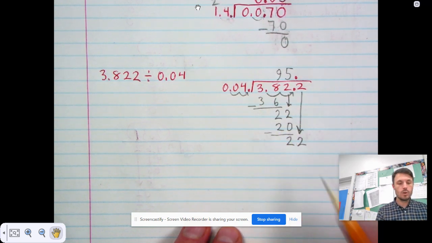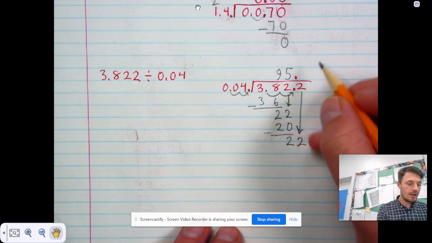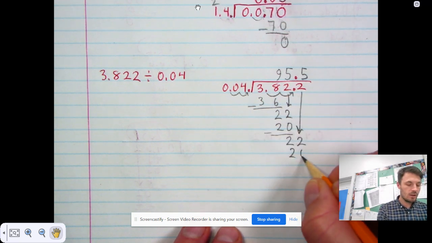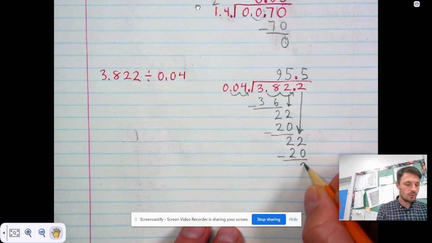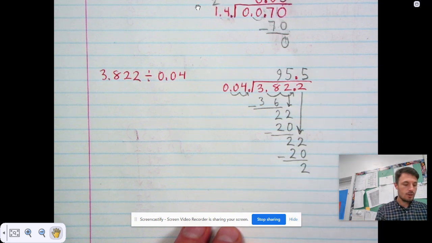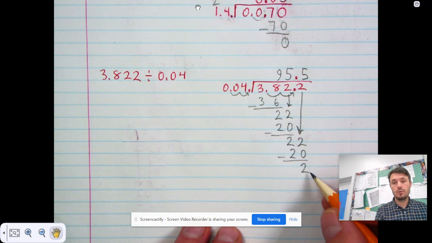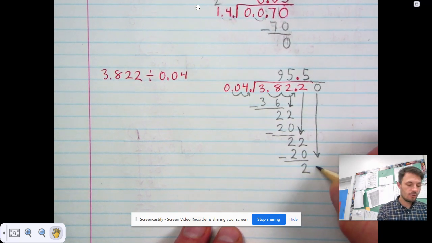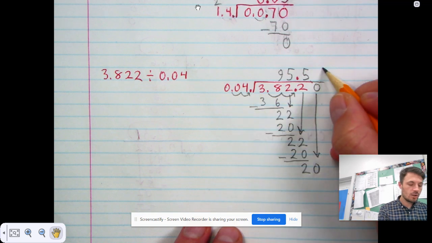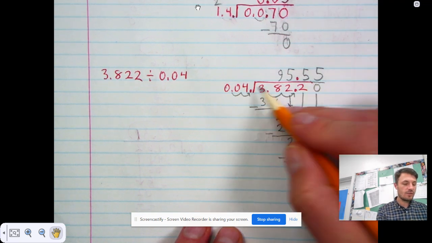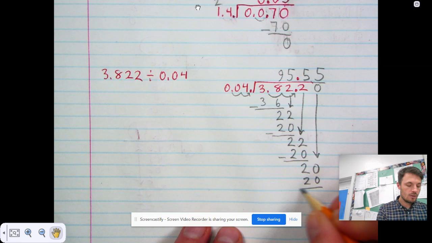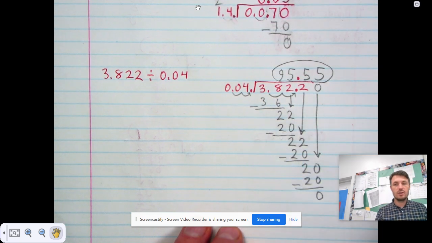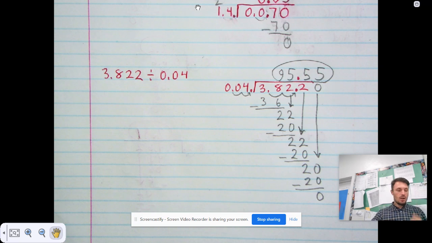How many times can 4 fit into 22? Again, it's 5 times. 5 times 4 is 20. 22 minus 20 is 2. Now, do we write remainder 2? No, we add a 0 and bring it down. And 4 can fit into 20 5 times. 5 times 4 is 20. 20 minus 20 is 0. So the answer is 95 55/100ths.